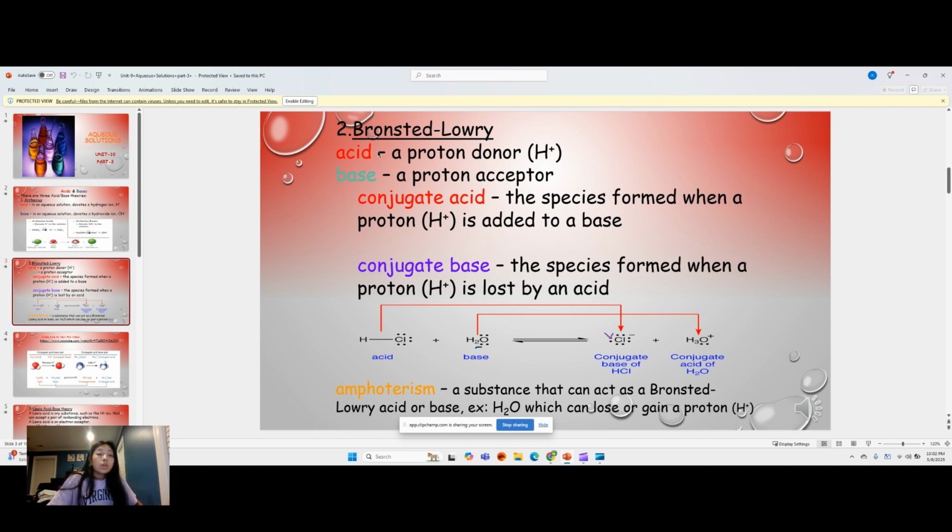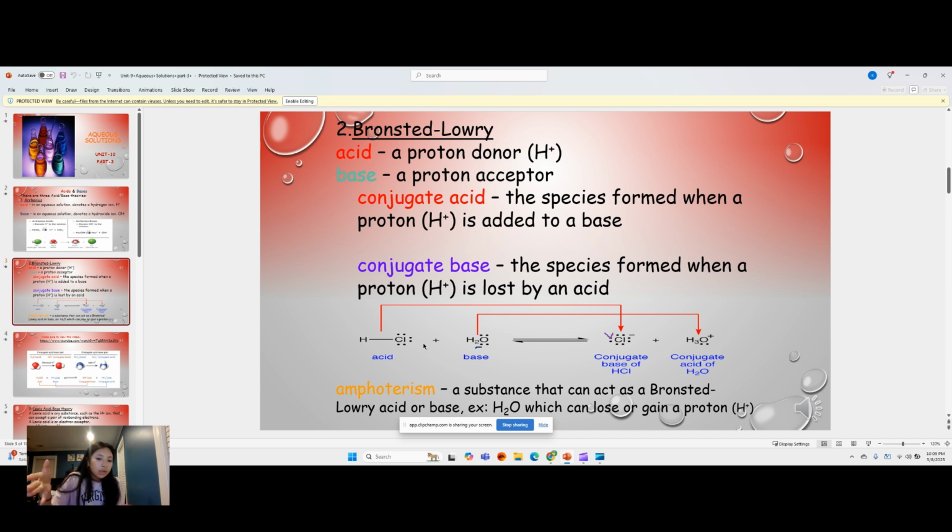So your second theory is your Bronsted-Lowry theory. This is when your acid is a proton donor, it donates a proton, and your base is a proton acceptor. It will accept the proton that the acid donated. A conjugate acid is the species formed when the proton is added to the base. And your conjugate base is the species that forms when a proton is lost by an acid. So we're going to go over this.